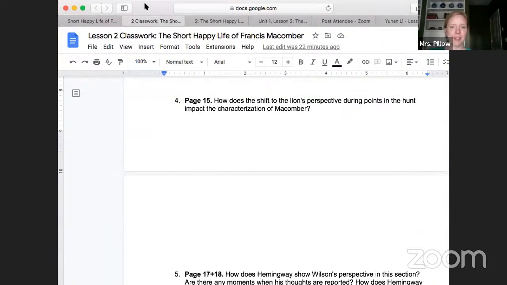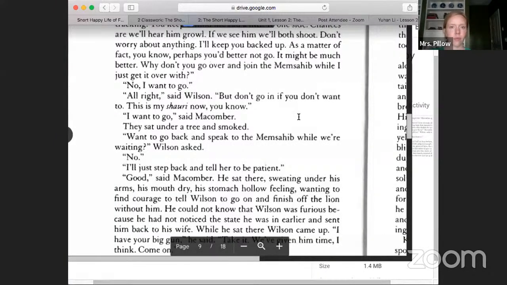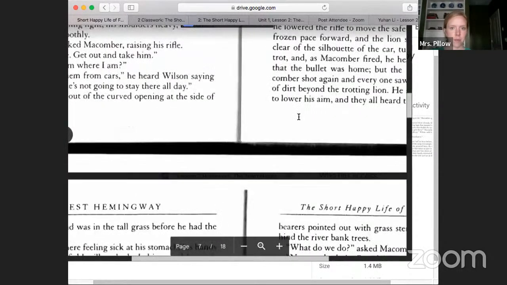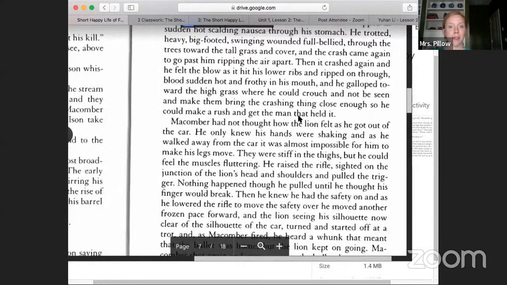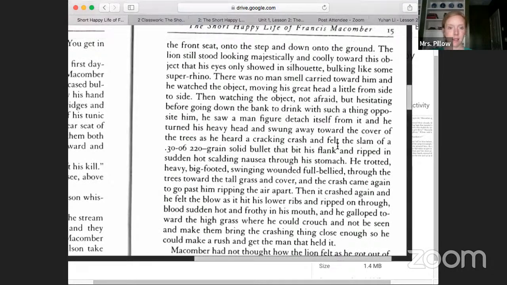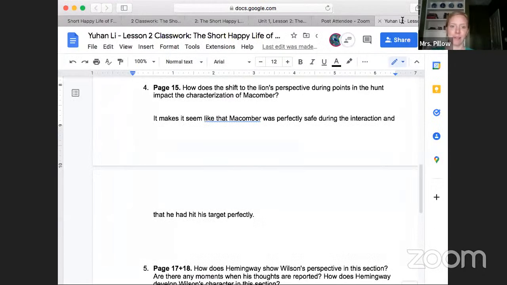What other perspectives shift during this? Well, whose perspective do we get in this hunt scene? Francis's. We get Francis's. Yep. And then did you notice whose perspective was on page 15? Yeah, it was the lion. It was the lion. Yeah. That's kind of weird, right? I didn't think we would see the lion's perspective.